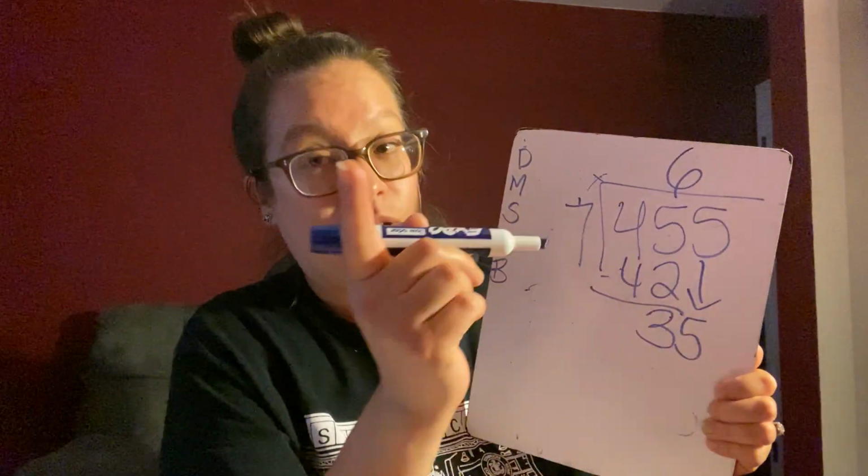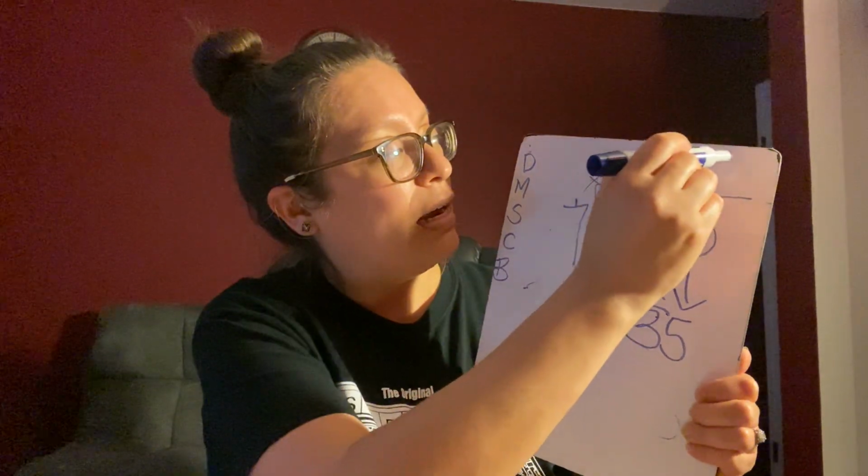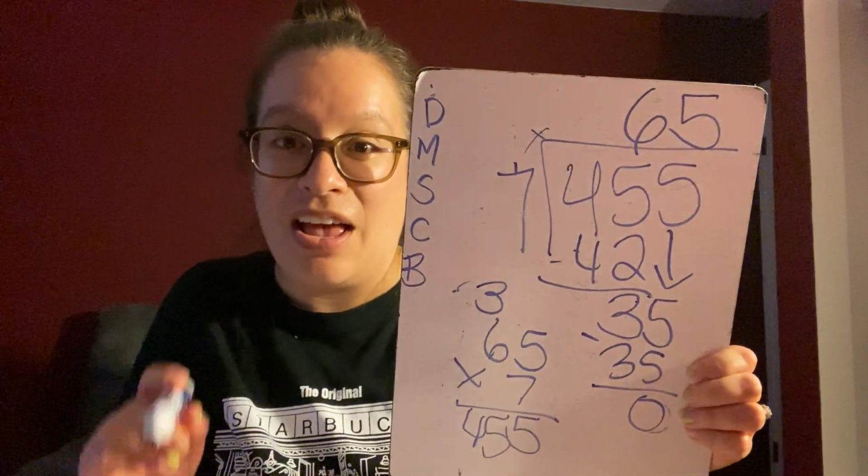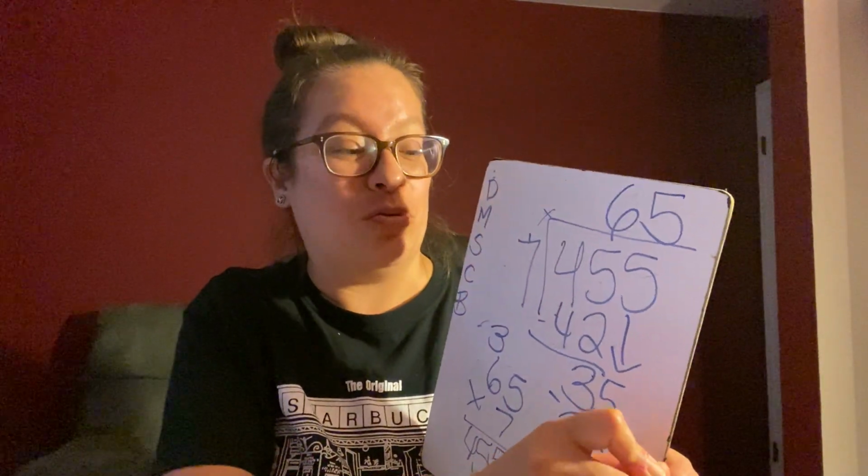Next step, bring down the 5. 35 divided by 7, correct? That is 5. 7 times 5 is 35. Subtract 0. Check my work. 65 times 7, 35. Carry. So 42, 45. I know I went a little bit faster with that, but eventually you will be so on top of it with division, and you're going to just do this like that.